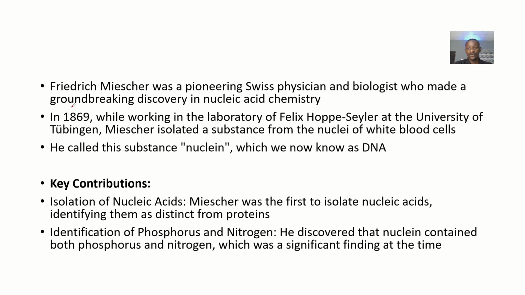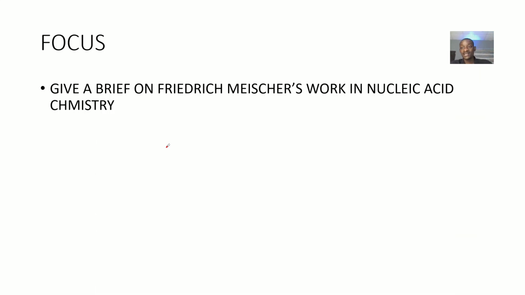For the overview, we say that Friedrich Miescher was a pioneering Swiss physician and biologist who made groundbreaking discoveries in nucleic acid chemistry. In 1869, while working in the lab of Felix Hoppe-Seyler at the University of Tübingen, Miescher isolated a substance from the nuclei of white blood cells. He called this substance nuclein, and right now we know it as DNA.